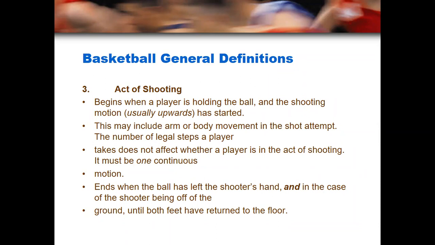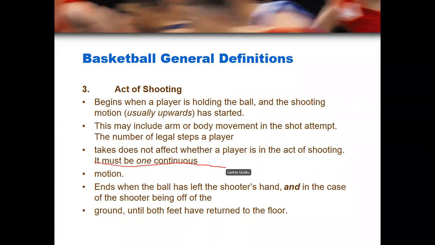So you're not allowed to take a step, then take your time while doing those steps. Otherwise, it will be considered a violation. So it needs to be a continuous motion while you're taking your 2 steps, and then you need to shoot or pass the basketball. The act of shooting ends when the ball has left the shooter's hand, and in the case of the shooter being off the ground, until both feet have returned to the floor.